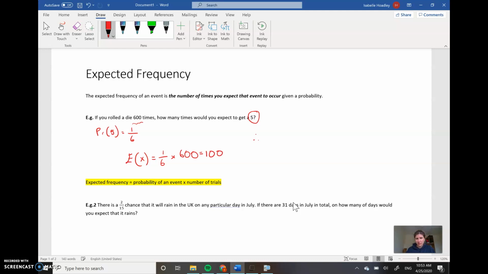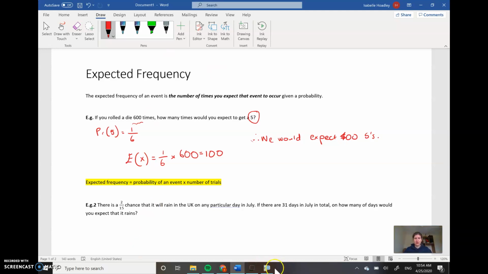Therefore, we would expect 100 5s. Now, that doesn't mean that if you roll the dice 600 times, you're exactly going to get 100 5s. It does not mean that at all.